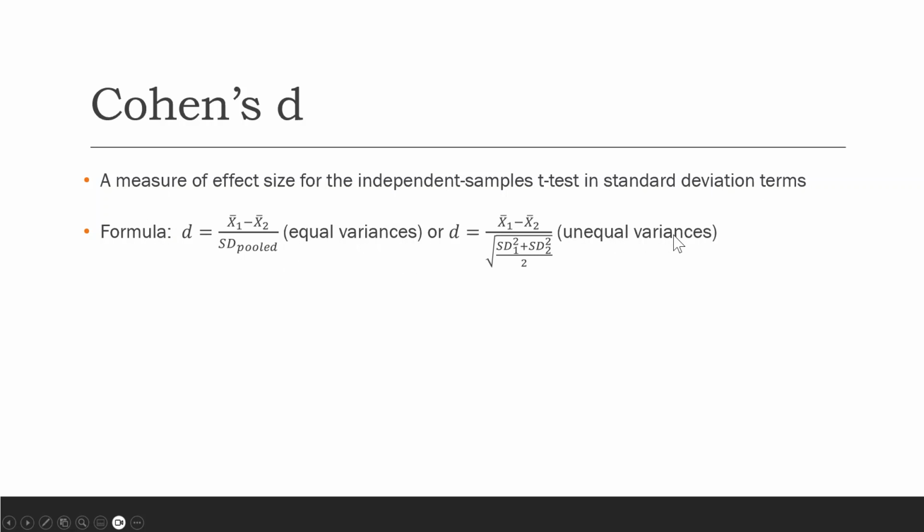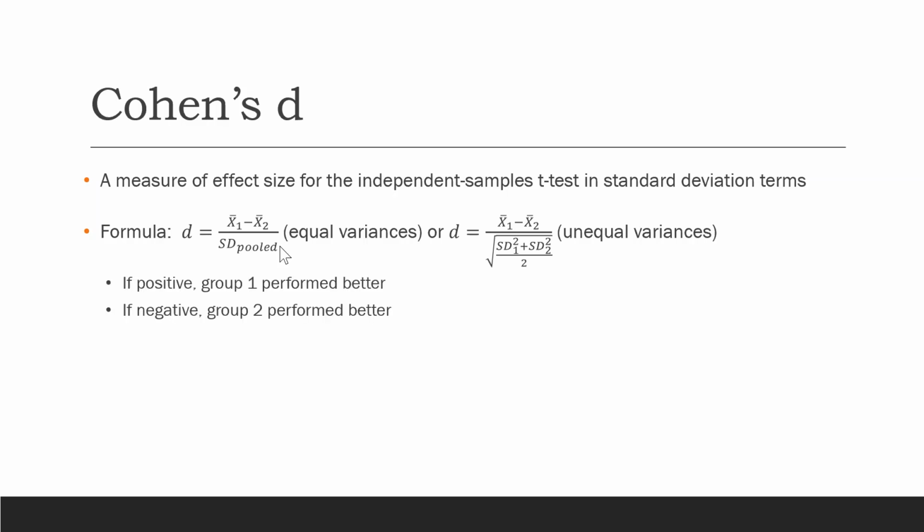If we have unequal variances, remember we use Welch's t-test in that case, then our formula for Cohen's d is this: the difference between those sample means divided by the square root of the sum of the sample variances divided by 2. This is what we use as Cohen's d when we have Welch's t-test, and this is what we use when we have Student's t-test. What's nice is that our statistical software is automatically going to give us the correct Cohen's d, so we don't have to think about adjusting a formula.